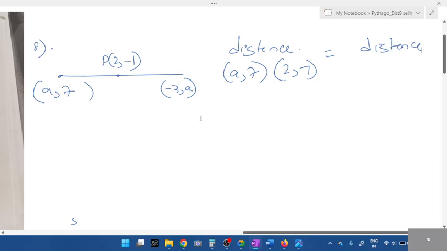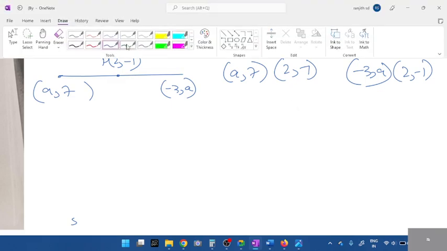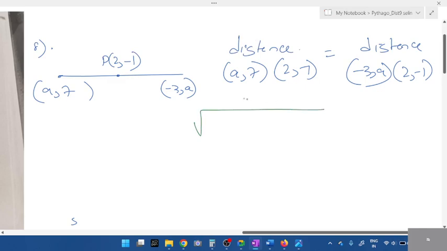Equidistance means equal distance, so I have to put an equal to sign. Is equal to, again take the second one, minus 3 comma a, and this P again, 2 comma minus 1. Look at the way I've written. Now use the distance formula for both. Take this as two separate questions, x1 y1, x2 y2, x1 y1, x2 y2.